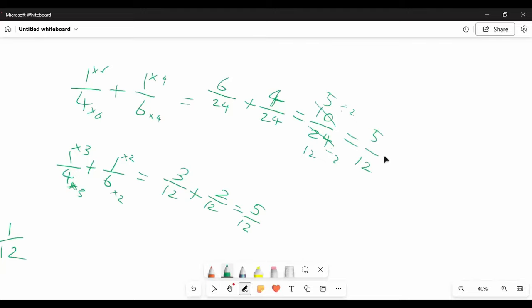Are you clear with this? The reason why we are learning LCM is to make the calculations easier. Instead of going with a bigger number to solve the calculation, it would be easy for us if we go with small numbers. Is that clear? That is the reason behind LCM.